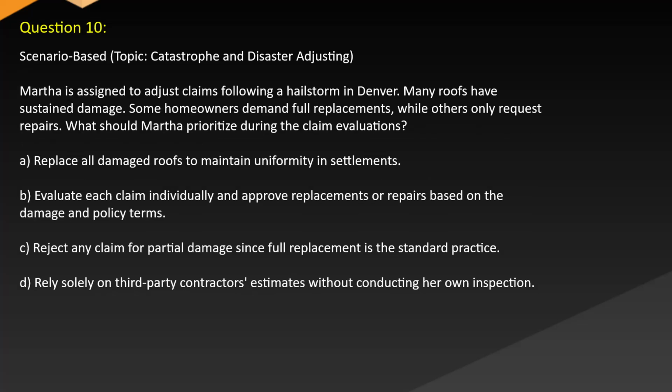Question 10. Scenario-based. Topic: Catastrophe and disaster adjusting. Martha is assigned to adjust claims following a hailstorm in Denver. Many roofs have sustained damage. Some homeowners demand full replacements, while others only request repairs. What should Martha prioritize during the claim evaluations? A. Replace all damaged roofs to maintain uniformity in settlements. B. Evaluate each claim individually and approve replacements or repairs based on the damage and policy terms. C. Reject any claim for partial damage since full replacement is the standard practice. D. Rely solely on third-party contractors' estimates without conducting her own inspection.